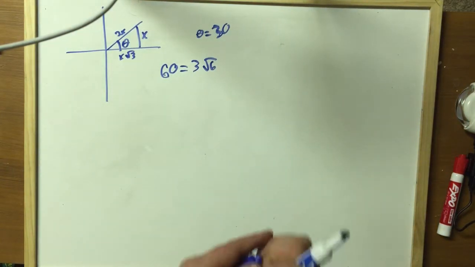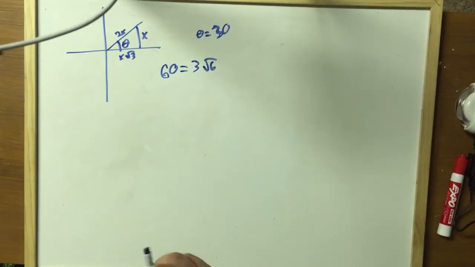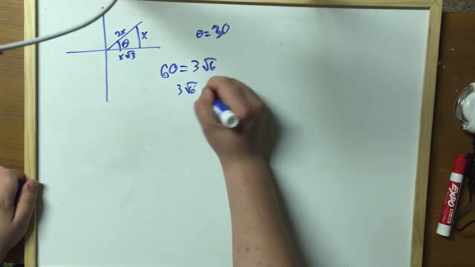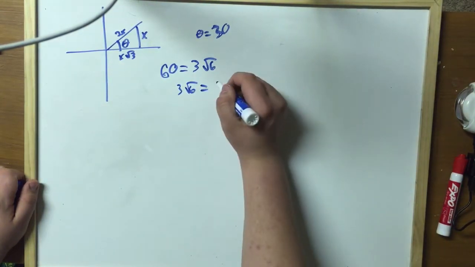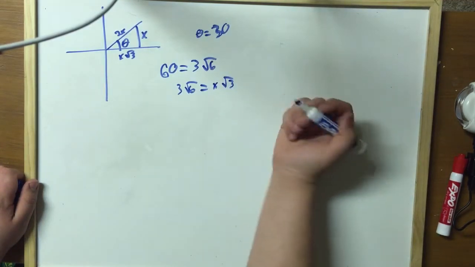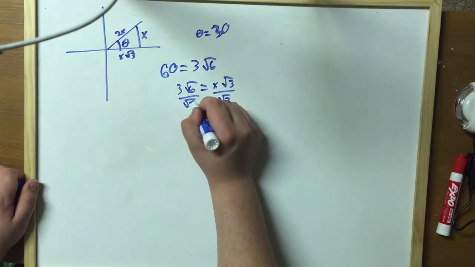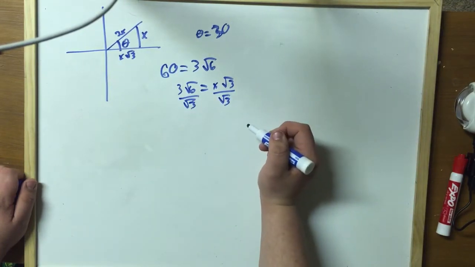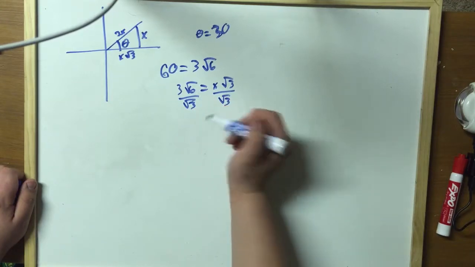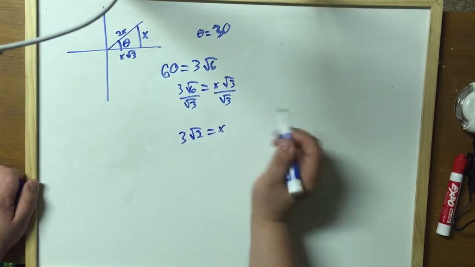Alright, now that we know what it is, and you've probably figured it out, 3 square roots of 6 is equal to x square root of 3. What we want to do with this is divide both sides by the square root of 3. And what we actually get is 3 square roots of 2 as our final x value.